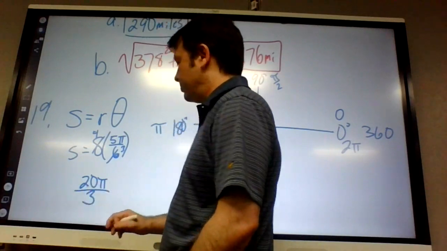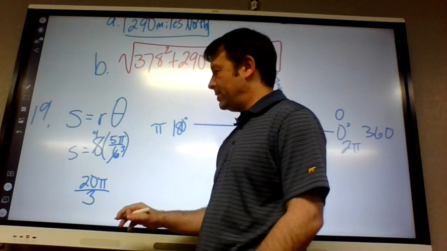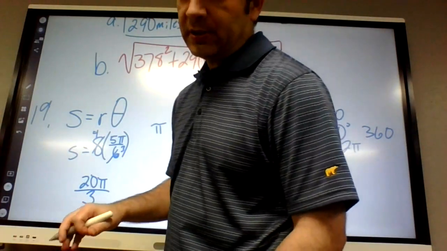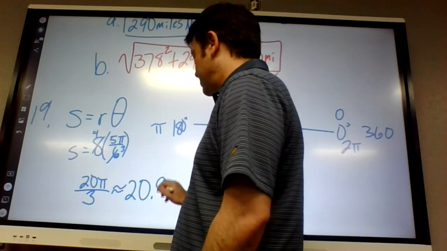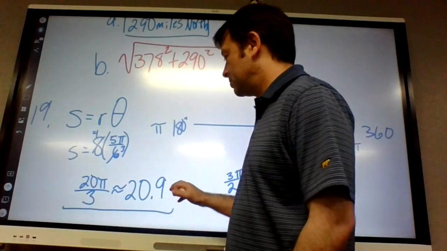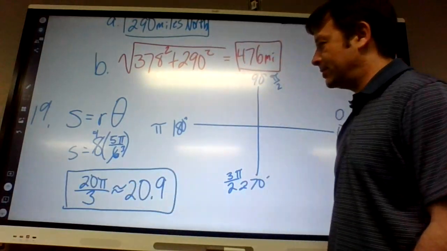So they wrote it like that, 20 pi over 3, and they also wrote the decimal form. I guess they're both okay. They weren't really specific how they wanted it.